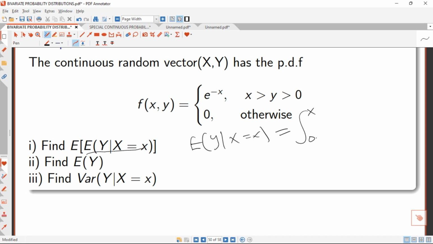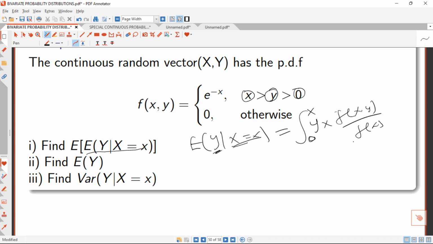Since our x is fixed here and our y is varying, we are going to integrate over the limits of y. That's the reason we have 0 and x, because our y lies between 0 and x. Here we multiply our function by y, times the conditional density of y given x, and that one will give us the joint divided by the marginal of x.